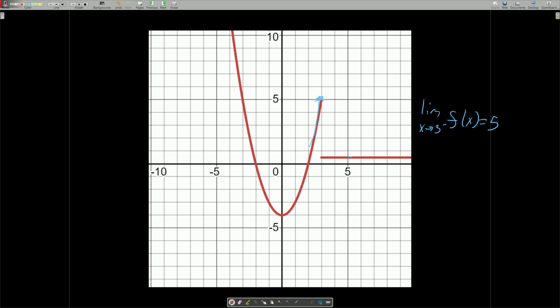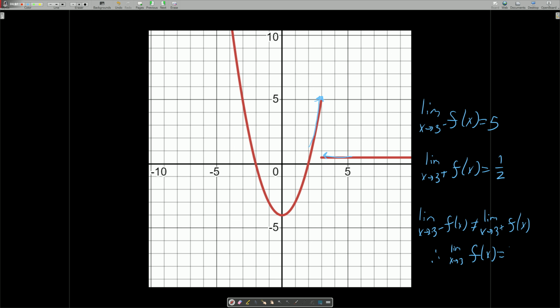As we're approaching 3 from the right, we approach 1/2. And since these are not equal, the limit does not exist. Because there's a break here.